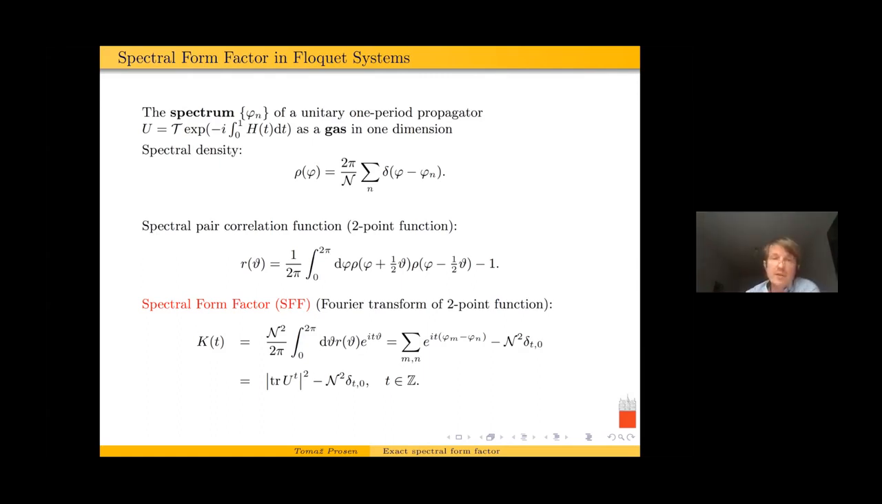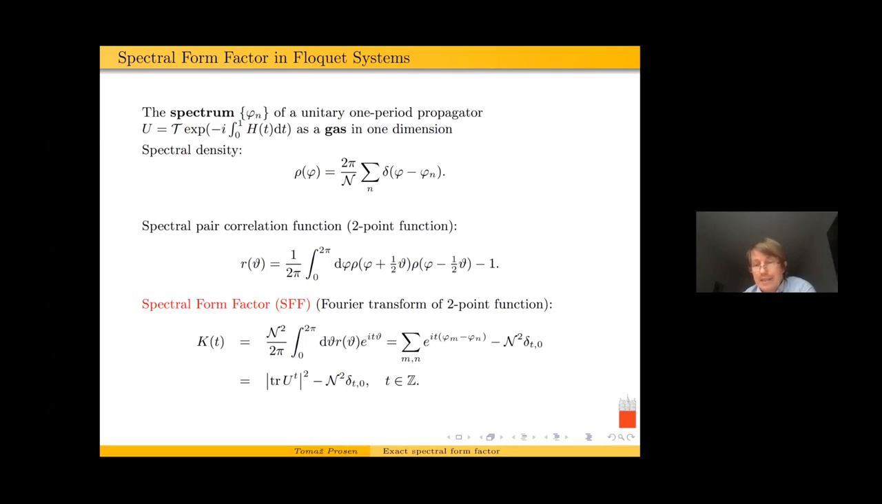And the trace means that you basically start from a state, you end up in the same state. So it's a probability amplitude that you arrive at the initial state and then you average over other states. So that's basically what the spectral form factor is. It's like an average of return probability, or amplitude rather. And then of course there is this modulus square, which makes this quantity a two-point quantity.